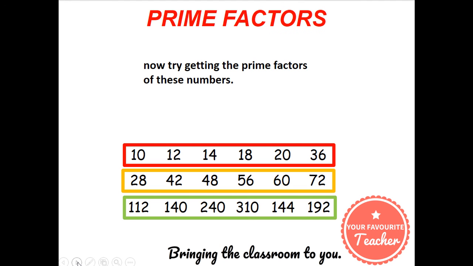Now you can try doing your prime factors with these numbers. This video can be stopped for between 7 and 10 minutes, depending on how long it takes. And you can choose the red numbers. Those are the simpler ones to do. If you're still not sure what you need to do, you can choose the amber numbers. Those are a little bit harder. And you can choose the green ones if you are confident in what you need to do for prime factors.